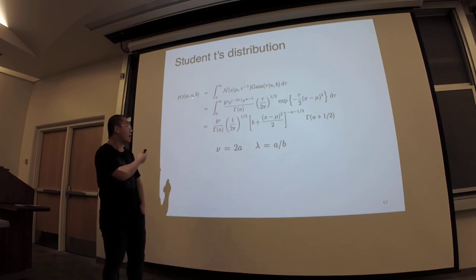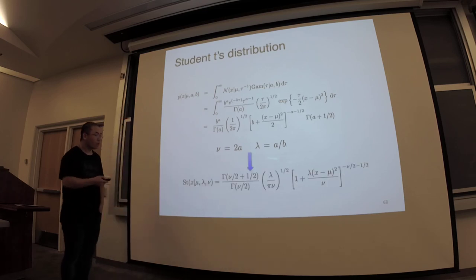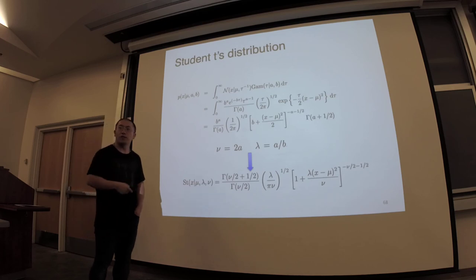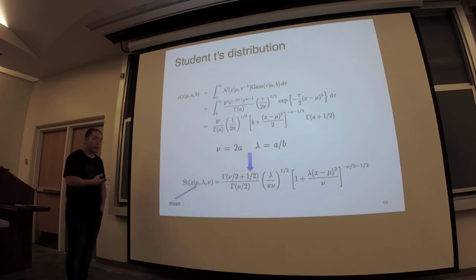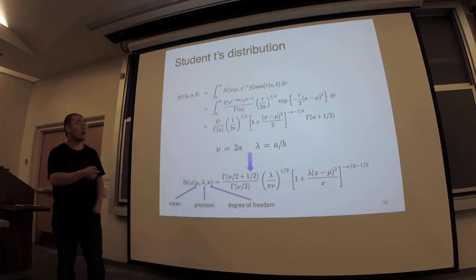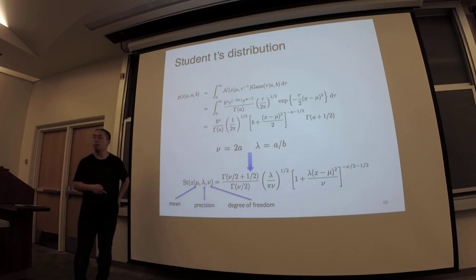Nu is 2 times A, where A and B come from the gamma distribution's parameters, and lambda is A over B. And then we rearrange this form. It becomes like this, and we call this form the density of the student t distribution. And mu here is referred to as the mean, lambda is referred to as the precision, and nu is referred to as the degree of freedom. But just keep in mind, the student t distribution just assigns a prior over the inverse variance of your Gaussian, and integrates out the precision. The marginal distribution turns out to be the student t distribution.